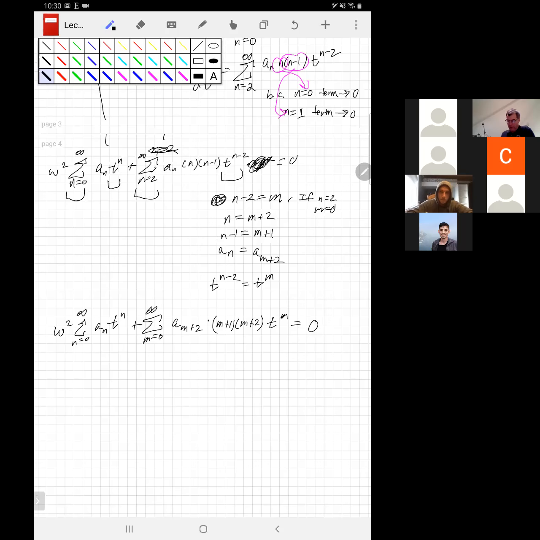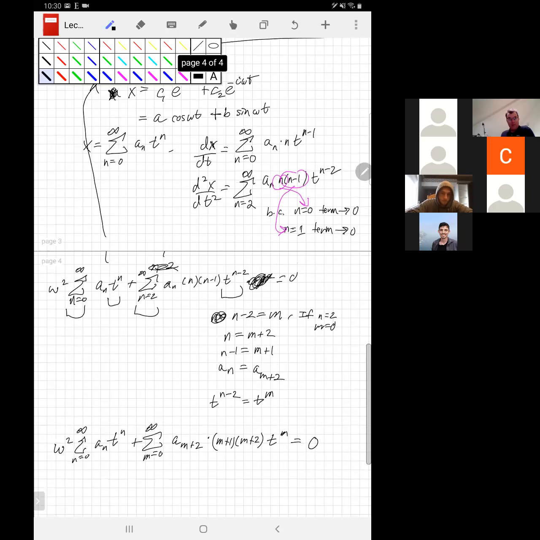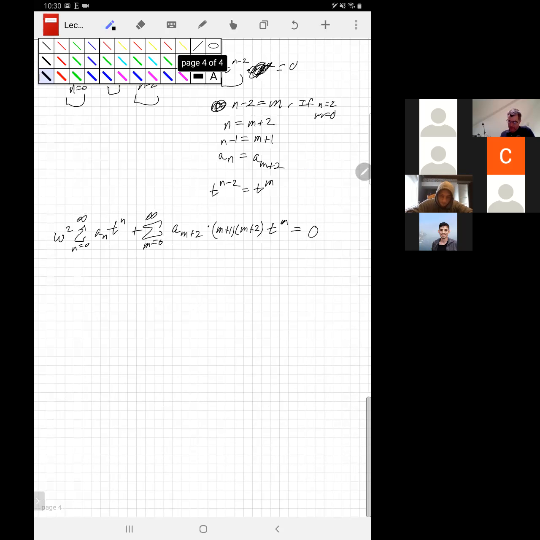Question was, should I shift n for the first derivative? By that, do you mean, should I start the first derivative sum from n equals 1? I could. I just didn't want to do the shifts until I had everything into its final form. But yes, you could shift the first derivative. Any other questions?